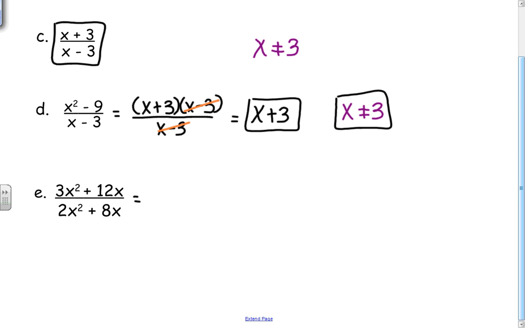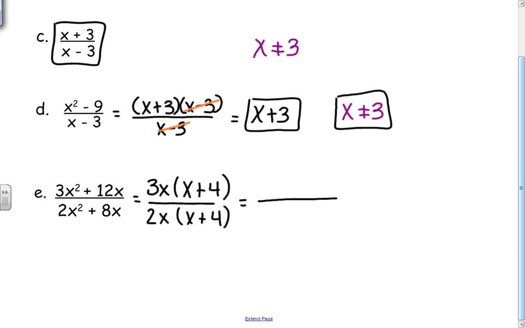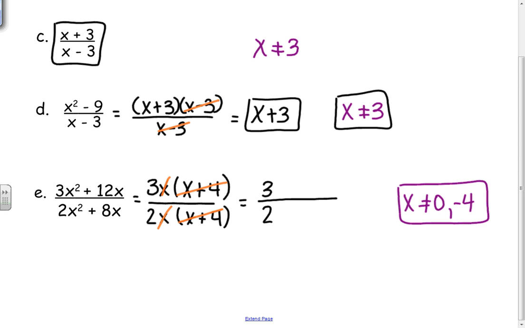Letter E, the GCF on the top is a 3x, which leaves me with an x plus 4. On the bottom, the GCF is a 2x, which leaves me with an x plus 4. So before you reduce, take a second and do your restrictions. Based on the bottom, x can't be 0 because of the 2x, or negative 4 because of the x plus 4. Cancel. The x's cancel, and the x plus 4's cancel. So my final answer is 3/2. Pretty overcompensated on that one.